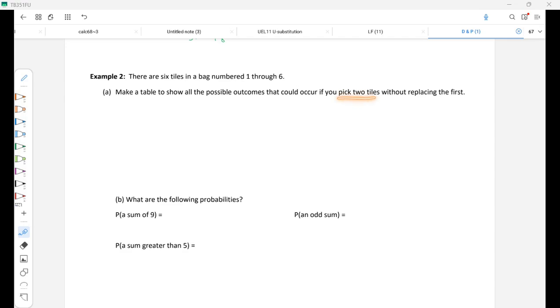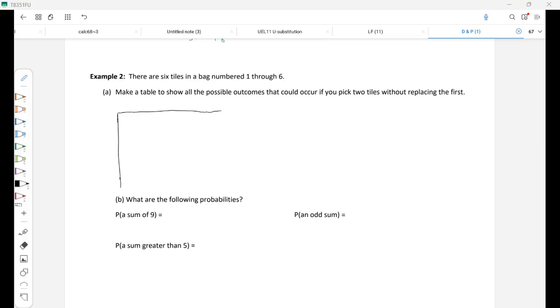If I'm picking 2 tiles and not replacing the first one, that means there's no way for me to pick 2 tiles and have them both be the same number. There are 6 tiles and they're all numbered differently. So there's no way for me to get 2 ones. So let's take a look at this. We're actually going to draw up 2 tables here. One just based on the situation, and then one to help us answer our questions at the bottom.